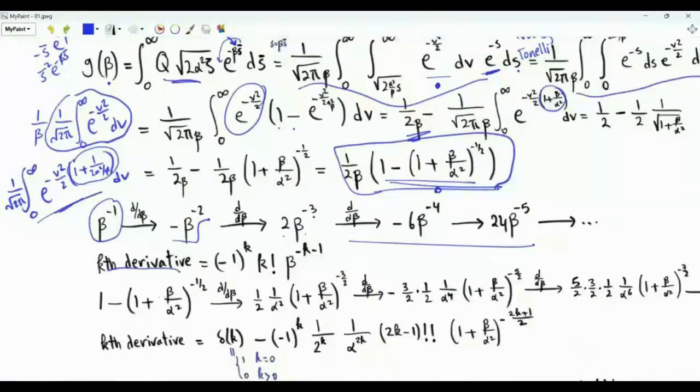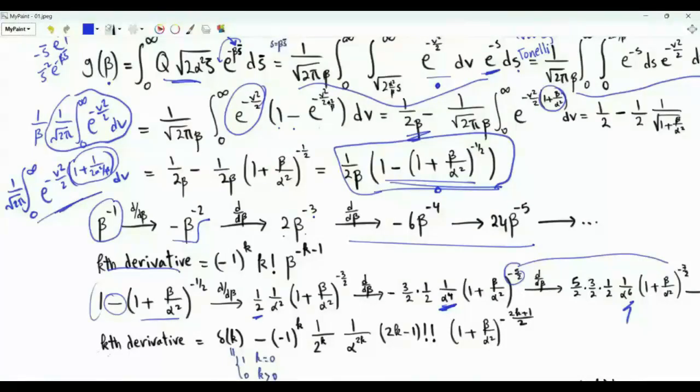The second function, if we differentiate once with respect to beta, this one disappears. We get minus 1 half times minus 1, that's 1 half. We will get 1 over alpha squared, and then the bracket is raised to the power minus 3 over 2. If we differentiate with respect to beta again, we will get minus 3 over 2 times 1 half, and we will get an extra 1 over alpha squared. The outside factor becomes 1 over alpha to the power 4, and this power becomes minus 5 over 2. If we differentiate again, we get 5 over 2 times 3 over 2 times 1 over 2, then 1 over alpha to the power 6, and the power becomes minus 7 over 2.